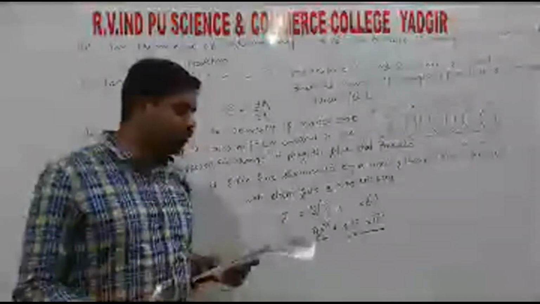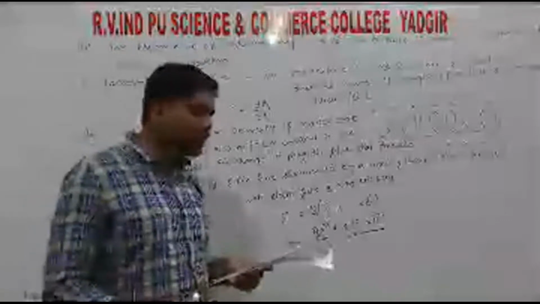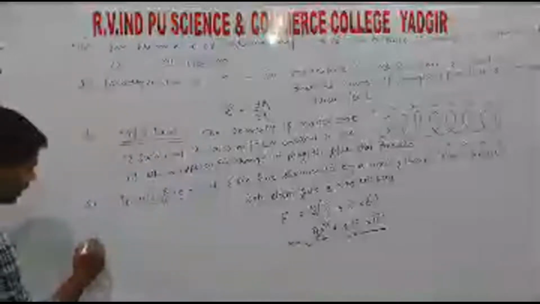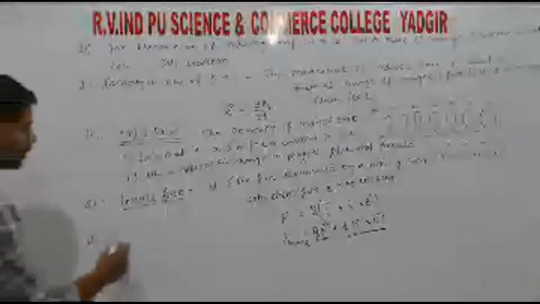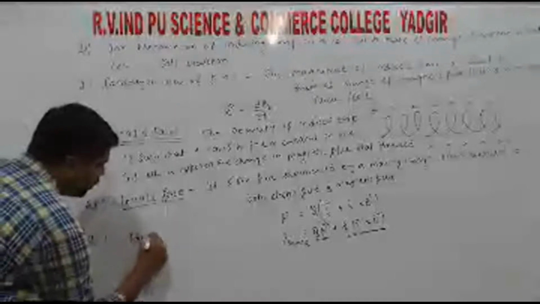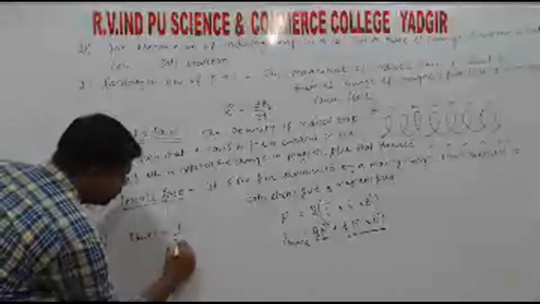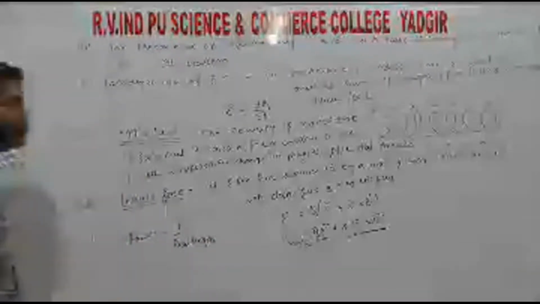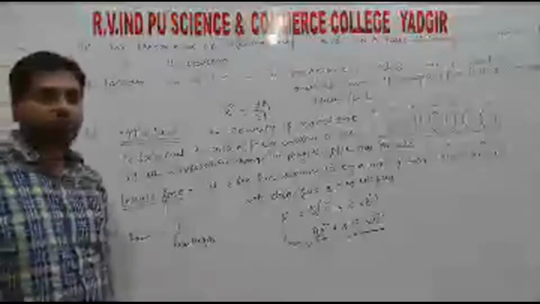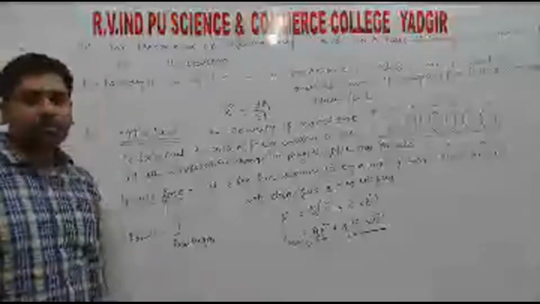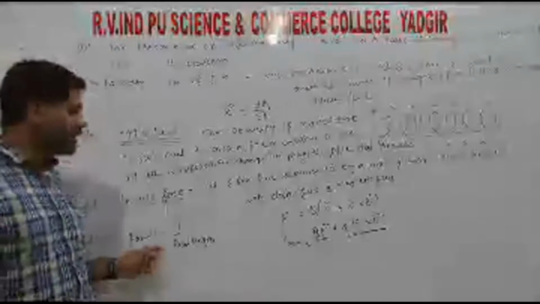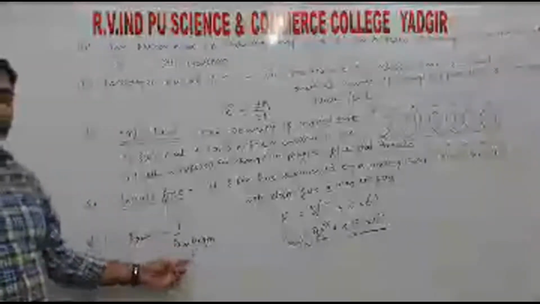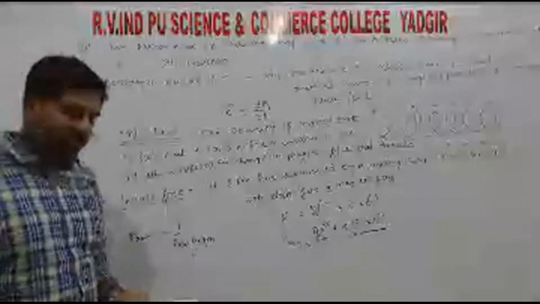So next, 25th question: how does the power of a lens relate to the focal length of the lens? Power is inversely proportional to the focal length. If focal length increases, power decreases, and if focal length decreases, power increases. So this is the relation between power and focal length: power is inversely proportional to the focal length.